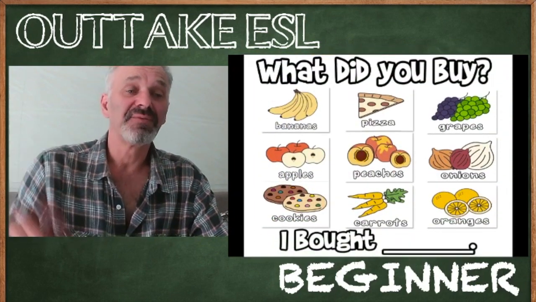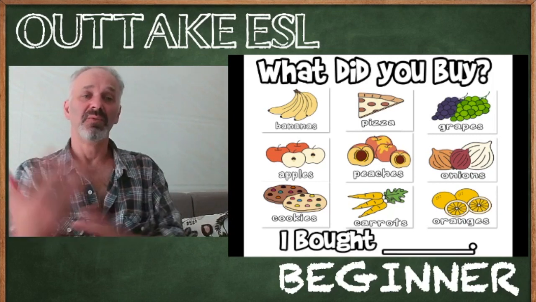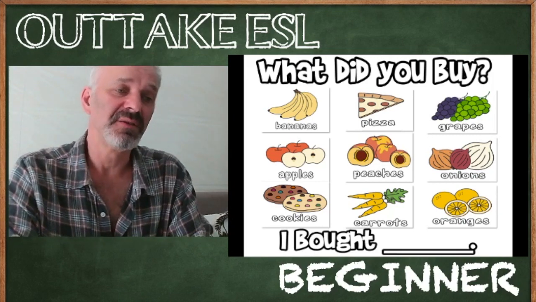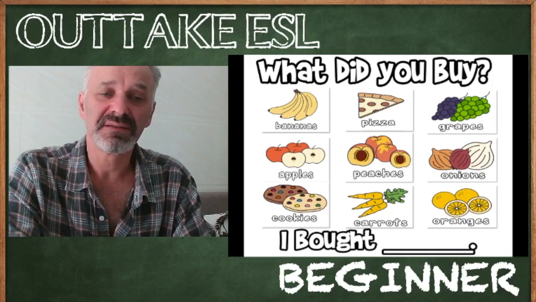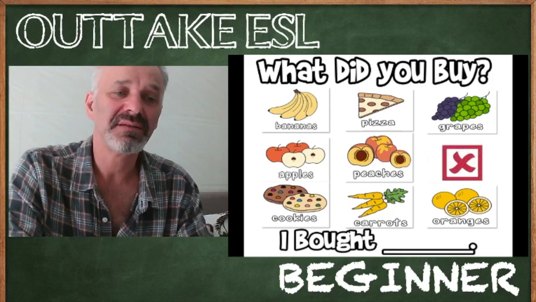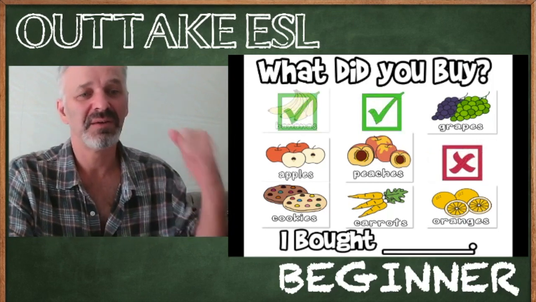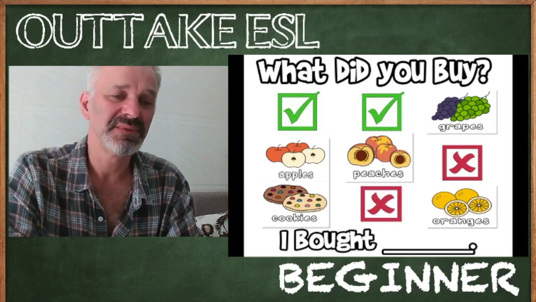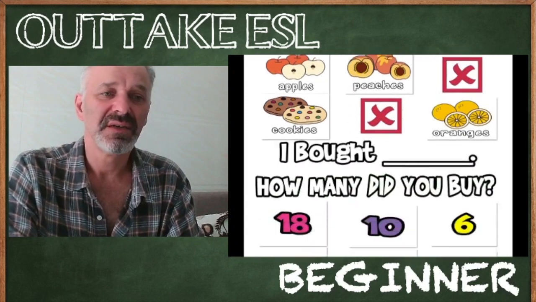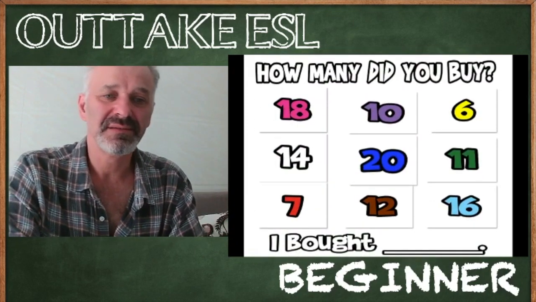So here I start off with, as a review, I want to talk about what did you buy again. So I changed a little bit. I got bananas and apples in here. Just quick. What did you buy? What did you buy? What did you buy? Couple of those. All right, what did you buy?